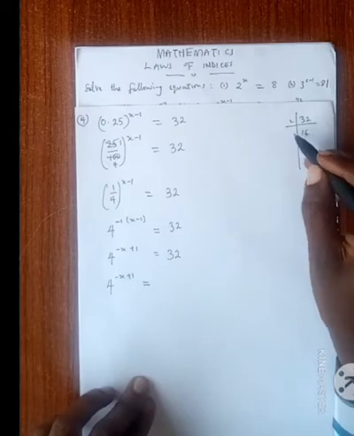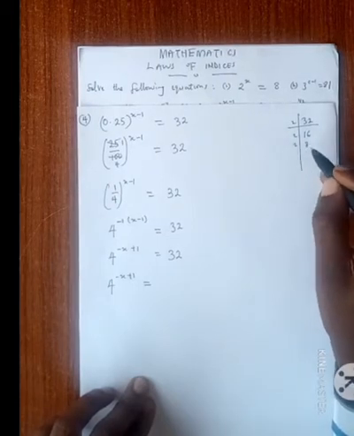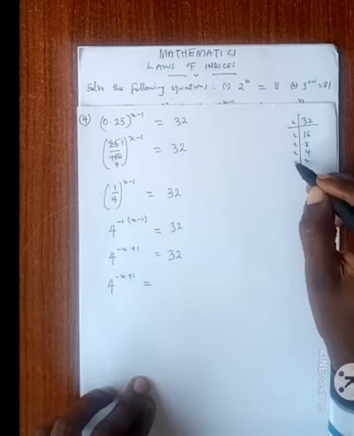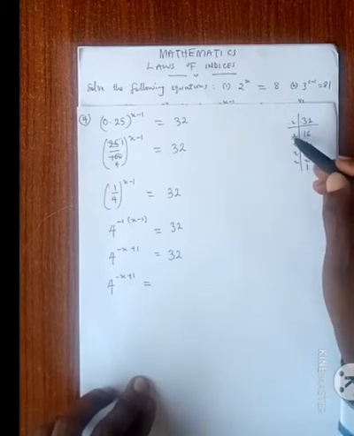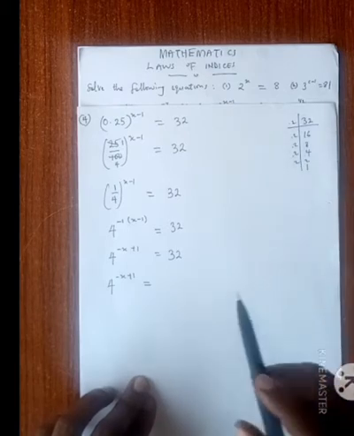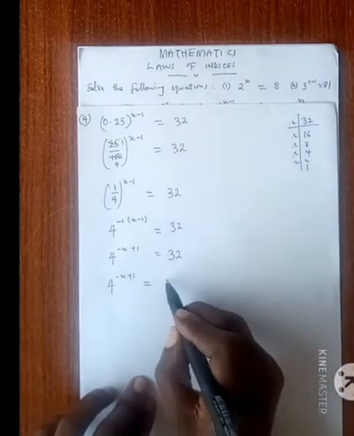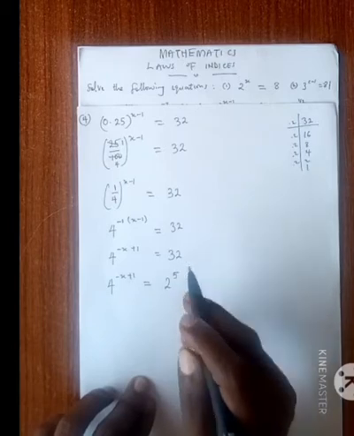2 in 32 gives 16, 2 in 16 gives 8, 2 in 8 gives 4, 2 in 4 gives 2, and 2 in 2 gives what? 1. So we can see we have how many 2s? 1, 2, 3, 4, 5. So 2 raised to power 5 is what gives 32. So this becomes 2 raised to power 5.